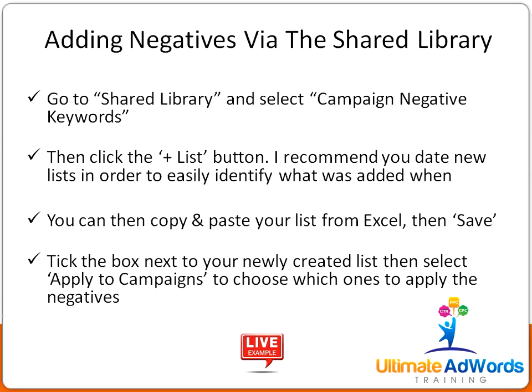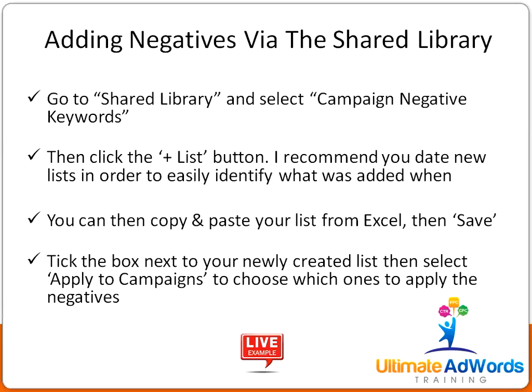If your negative keywords don't need to be added at ad group level, one of the quickest ways to apply negative keywords to your campaigns is via the shared library. So if you go to shared library, which is at the bottom of the left hand side navigation on AdWords, once you're in that, you go to campaign negative keywords, then click the plus list button. This will allow you to give this list a name, so I'd recommend you put the date in that name in order to easily identify when it was added.